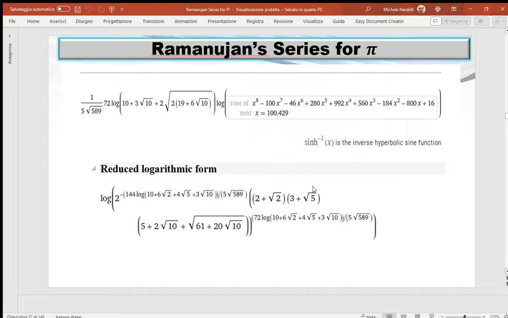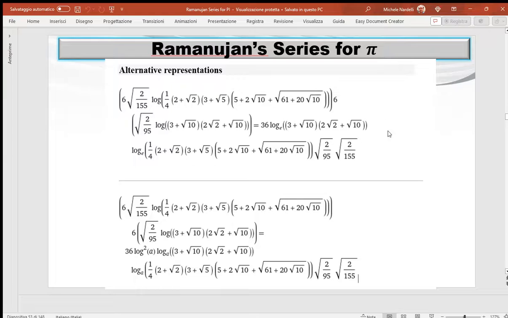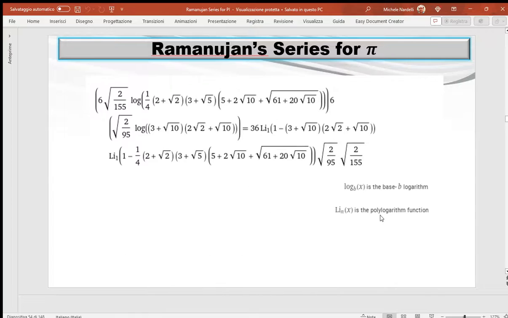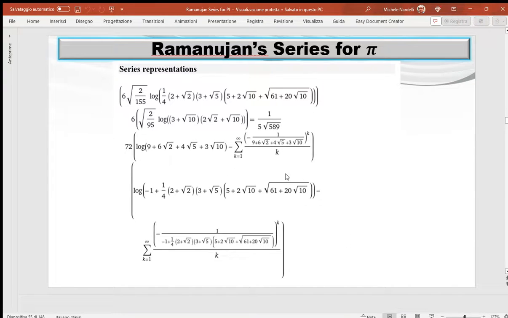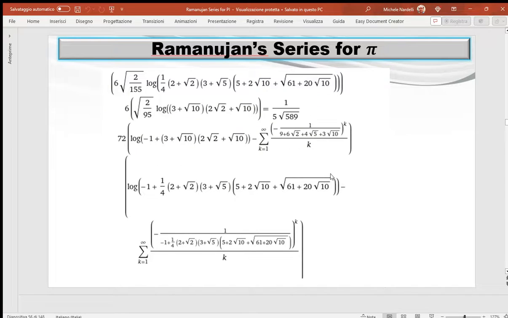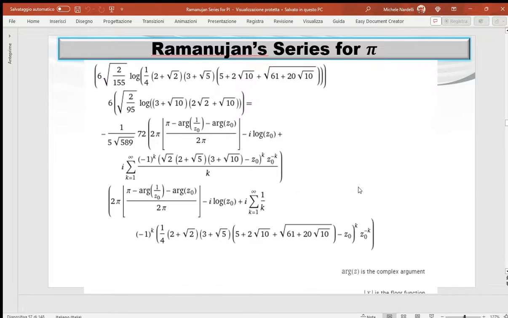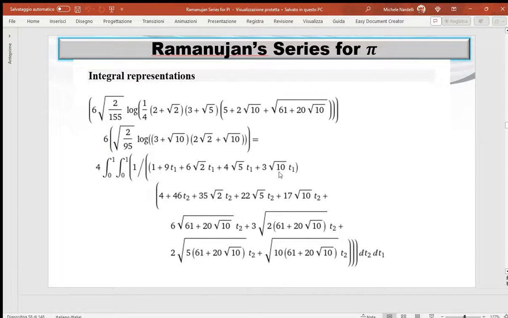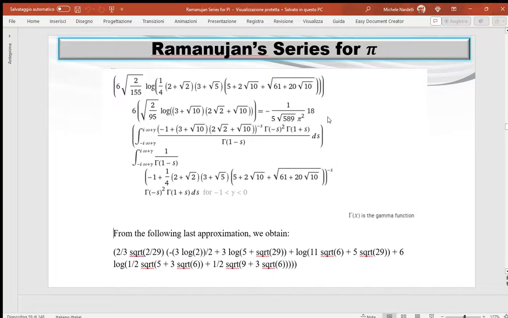The reduced logarithmic form. The alternative representation, one, two, three. The series representation, 1, 2, 3. The integral representation 1 and 2.